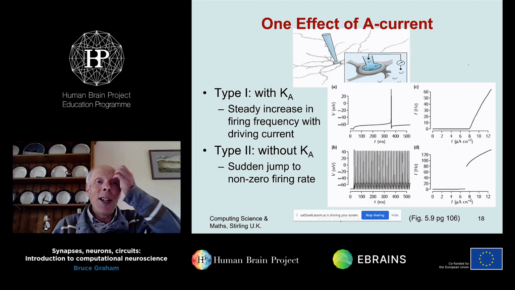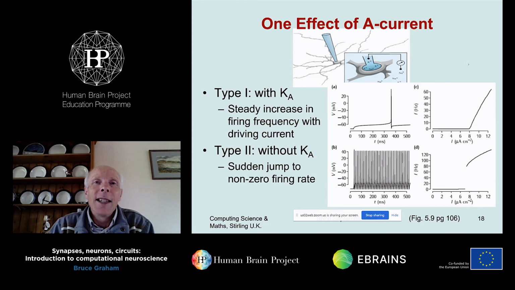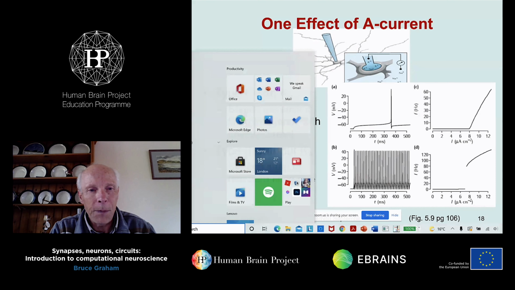And what we'll discover is that this potassium ion current can be one of the mechanisms which determine whether a neuron will fire with type 1 characteristics or with type 2 characteristics. I will just try and explain this briefly, what these mean, though we can talk about it more this afternoon by running another little simulation as well.